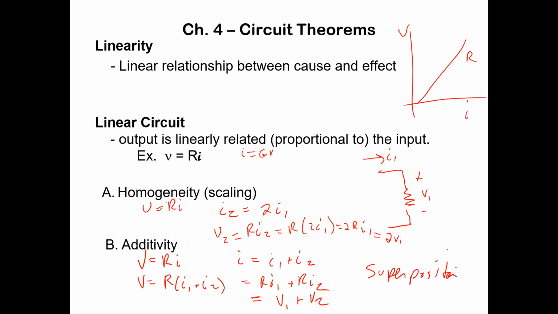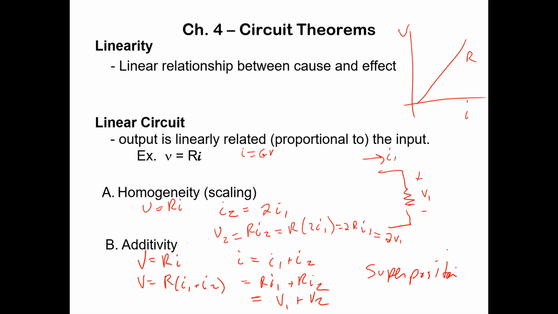So if you know the response to an I1 input to the resistor is V1, and the response to an I2 input is V2, and you now add I1 and I2 and put those both in, then your output's going to be the sum of both outputs, right? V1 plus V2.